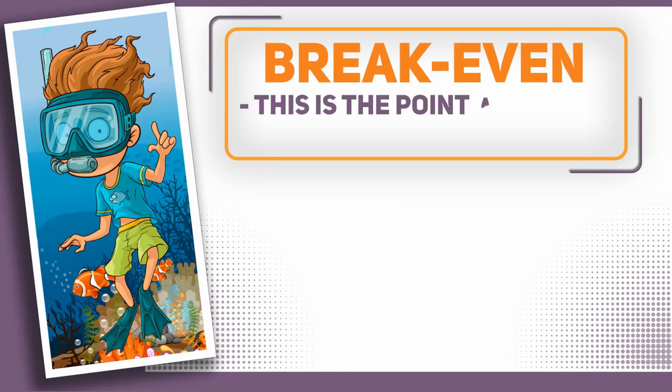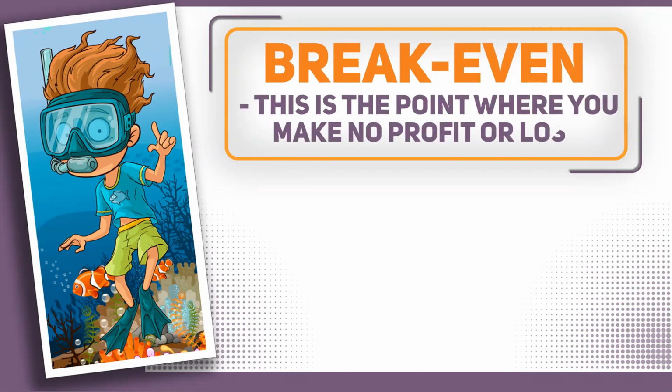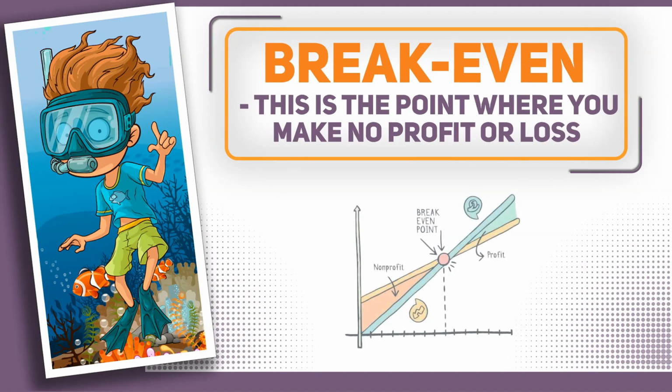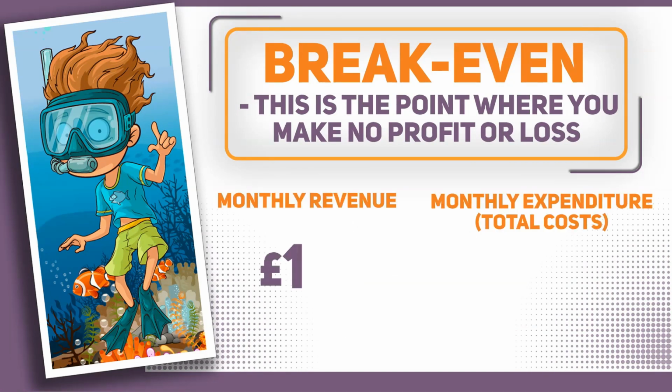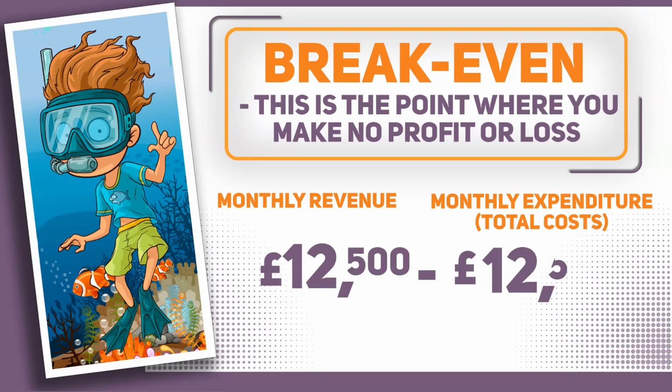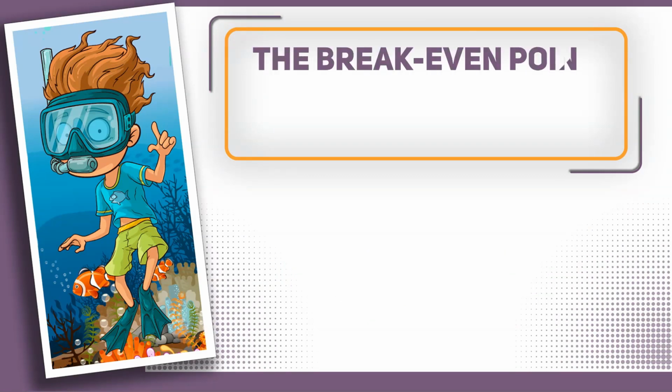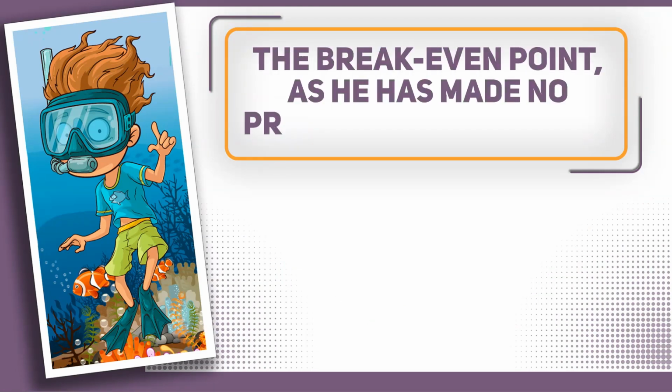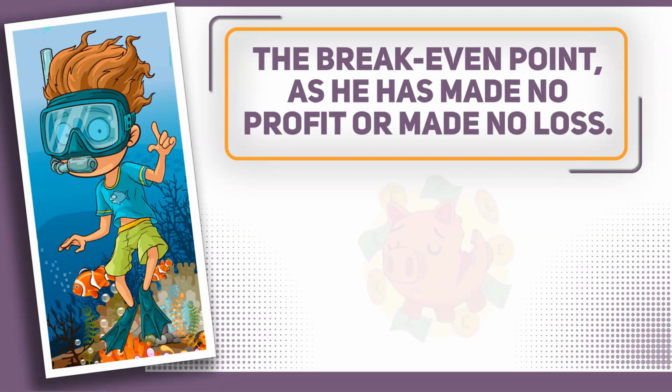We will look in much more detail at break even. This is the point where you make no profit or loss. Revenue and costs are exactly equal. So if Josh's revenue for the month is £12,500 and his expenditure is £12,500, then he will be at the break-even point, as he has made no profit, but he has also made no loss.